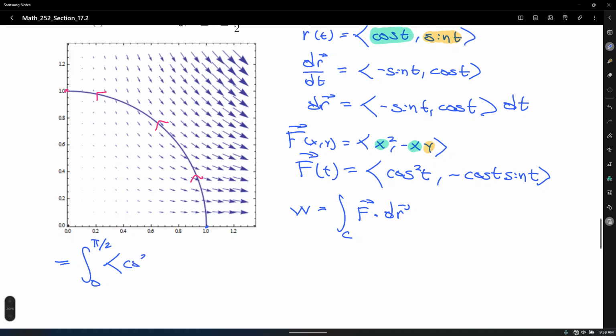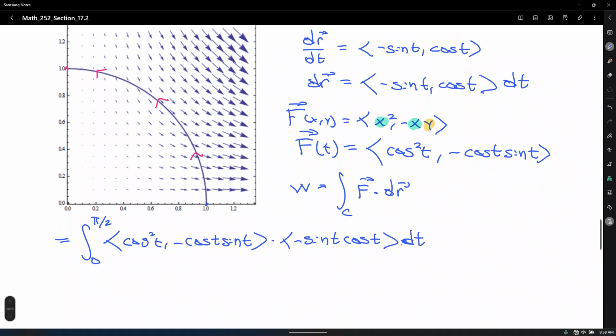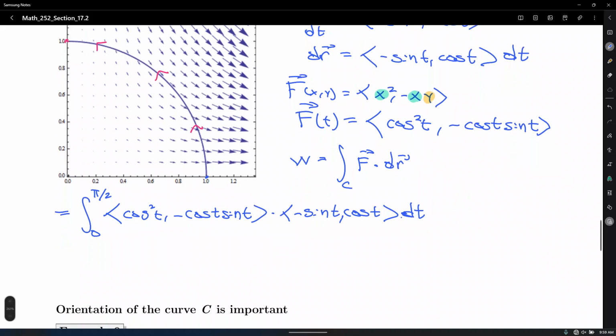That's cosine squared t, negative cosine t sine t, dotted with the dr vector. Remember the dr vector is negative sine t, cosine t dt. Dot product this vector, that is cosine squared times negative. Wait, I'm missing something. Oh, no, this is a comma here, right? Yeah. Got it. So this will be the integral from 0 to pi over 2.